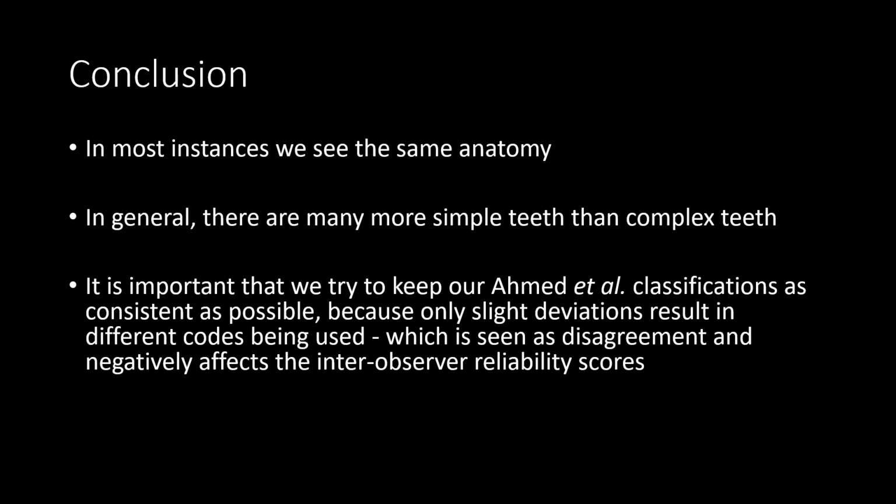All right. So yeah, I hope that was helpful. In conclusion, I think what we've come across is that in most instances, we are actually seeing the same anatomy. We're perhaps just reporting it in a different way, and that's leading to some trouble with the reliability data. So in general, there are many more simple teeth than there are complex teeth. So I think we must try to keep our classifications as simple as possible. But also as consistent as possible, because as we mentioned, only the slightest deviations will result in different codes being reported, and this will be seen as disagreements, and that negatively affects our inter-observer reliability scores.